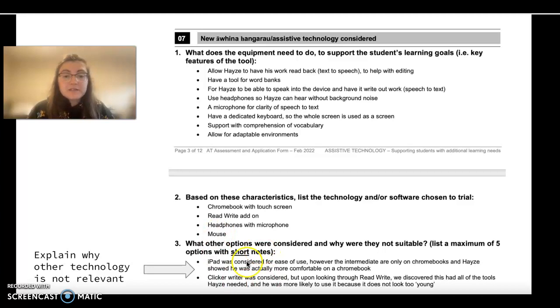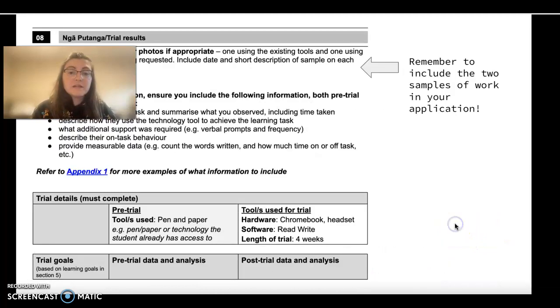And then we explained why the other technology wasn't relevant. So we did originally think about an iPad because his teacher thought it would be a lot easier for him to get access to, but in the end we just got a sticker with his details and put it on his Chromebook, and it was fine. He was very independent at logging in. And then we decided on Clicker Writer because it was a lot more discreet, and for his age, he didn't want to stand out from everybody else. So yeah, that's why we came to that decision.